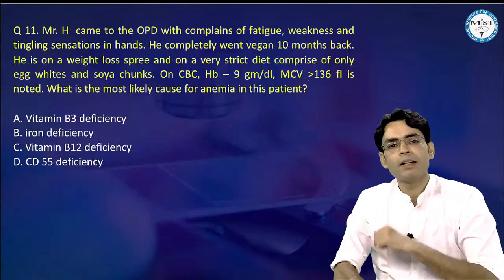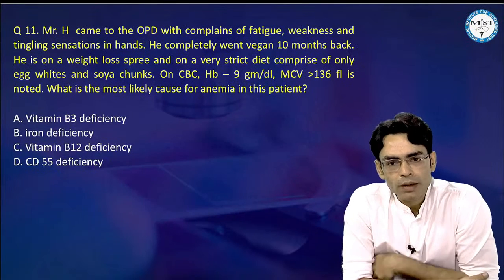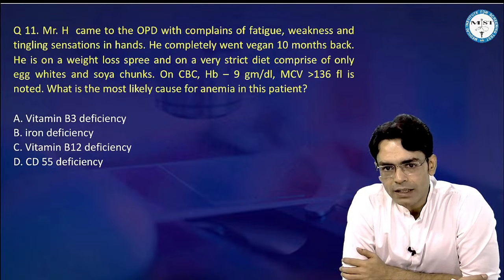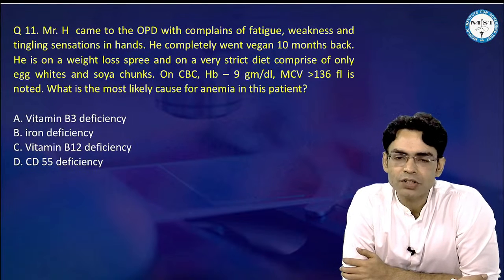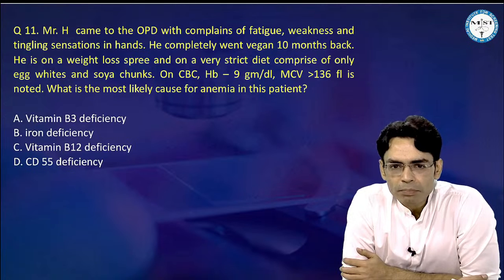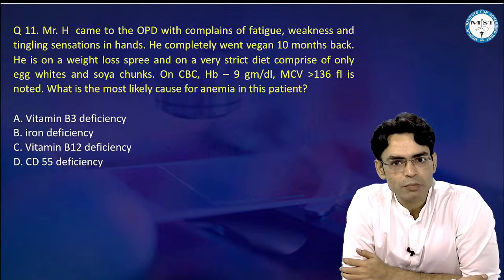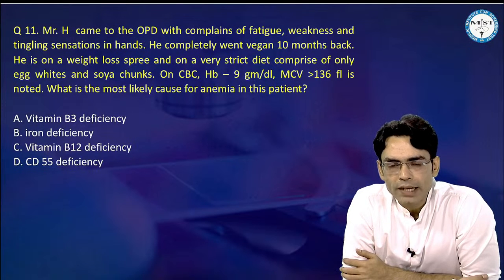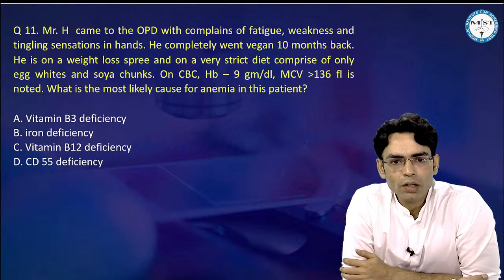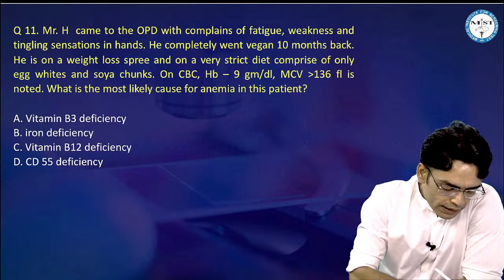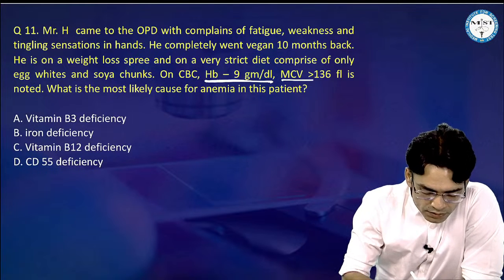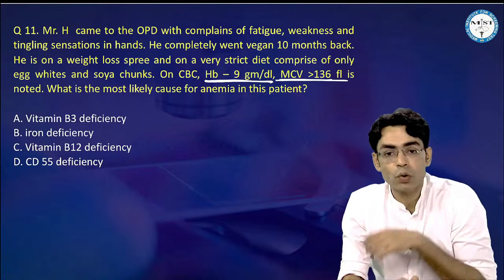Okay? Now, question number 11. Mr. H came to the OPD with complaints of fatigue, weakness, and tingling sensations in the hand. He completely went vegan 10 months back. He is on a weight loss spree and on a very strict diet comprised of only egg whites and soya chunks. On CBC, hemoglobin is 9 gram per deciliter. MCV is 136 femtoliters.